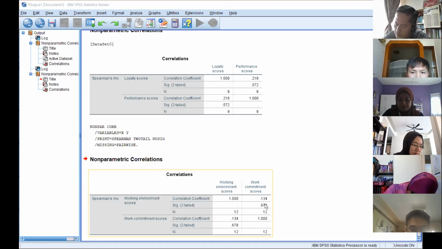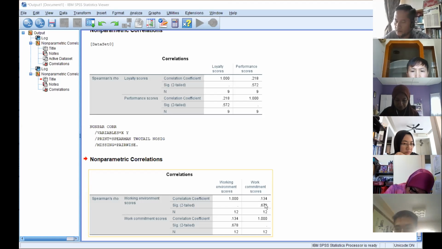Question 2D: what would be your decision and justify your answer? Okay, the decision is fail to reject. Okay, why? The justification: the significant value is more than alpha, it's greater than alpha. The complete answer will be significant RS, or just simply the p-value, within bracket 0.678, bigger than alpha, 0.05 within bracket. I mean, that will be a complete answer.